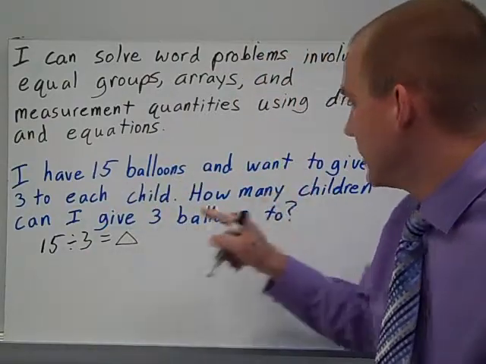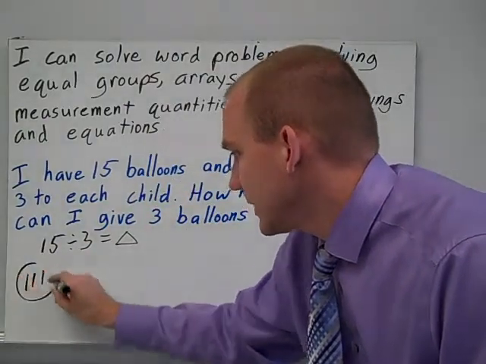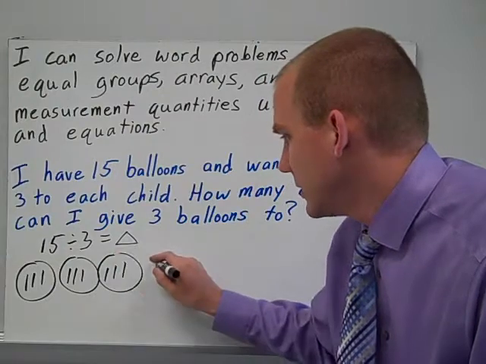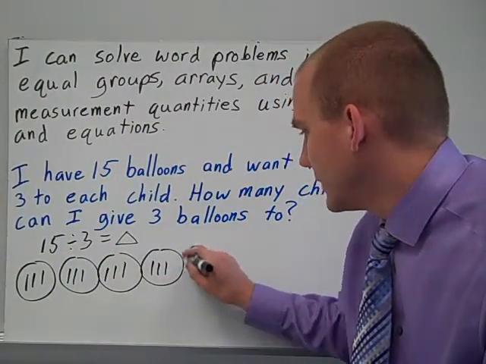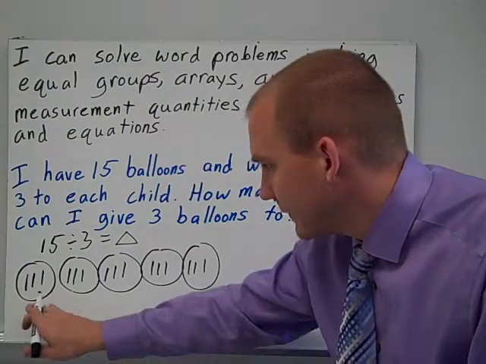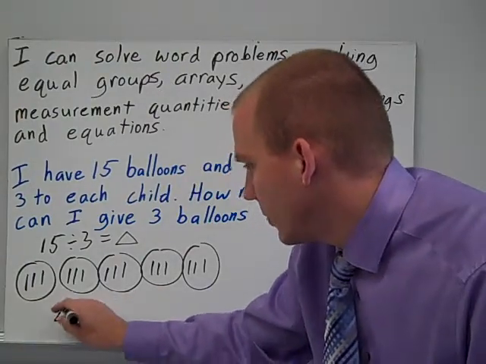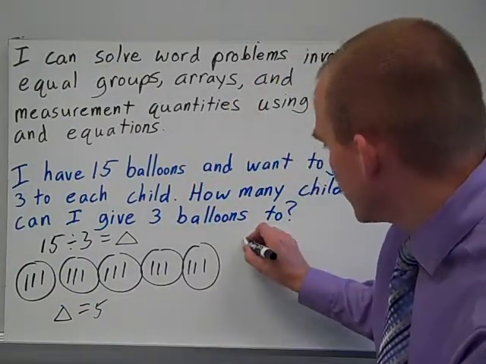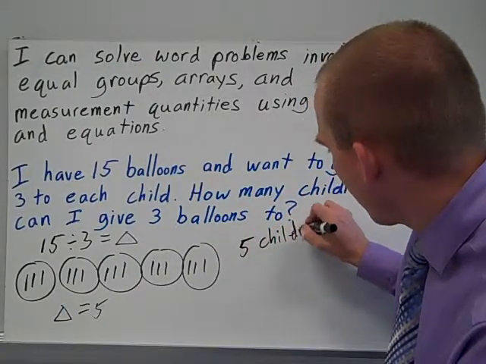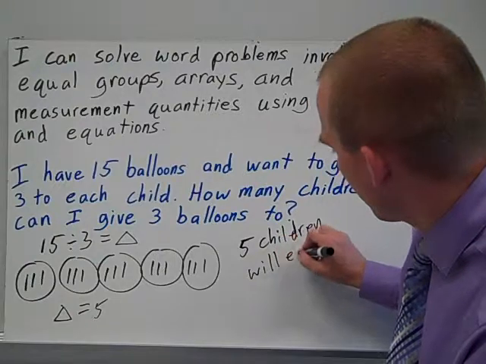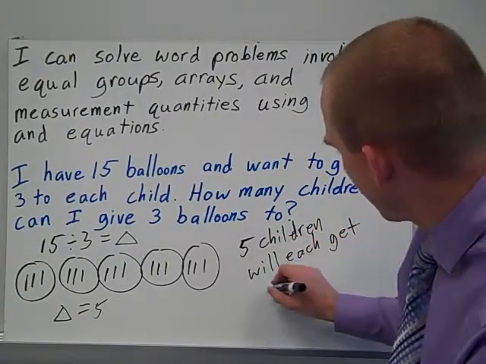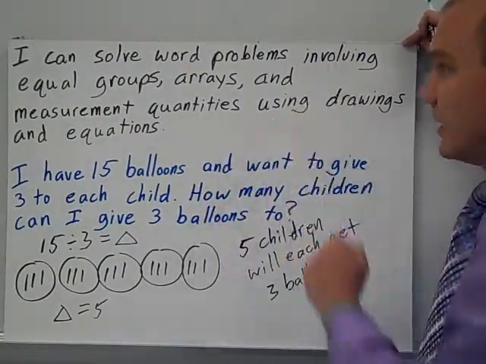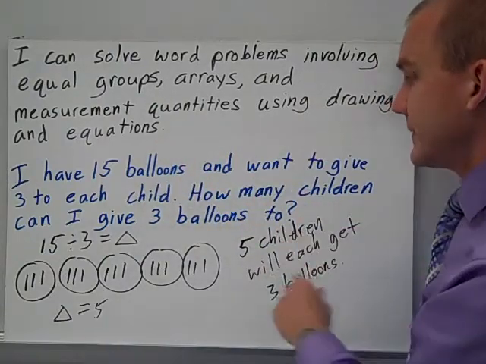15 divided by 3, let's see, we give 3 to each child. So 1, 2, 3, that's one child. 4, 5, 6, that's two. 7, 8, 9, 10, 11, 12, 13, 14, 15. So now I've given away all 15 balloons, and I can count this up. 1, 2, 3, 4, 5, so triangle is going to equal 5, meaning that 5 children are each going to get 3 balloons. And that's looking at equal groups using drawings and equations.